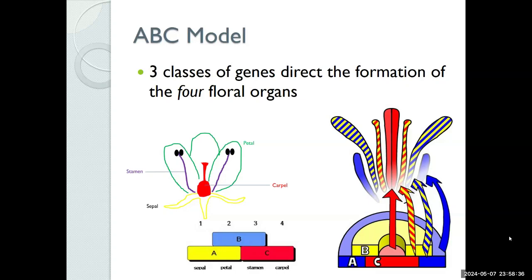If gene A is expressed alone, we get a sepal. But if gene A and B are expressed simultaneously, yellow and blue make green, so we see the petal forming. Or if you're looking at the diagram on the right, I've got blue and yellow stripes to show that the expression is happening together. If B is expressed with C, then we get a stamen, as blue and red make purple. And then if C is ever expressed just by itself, we get the female carpel.